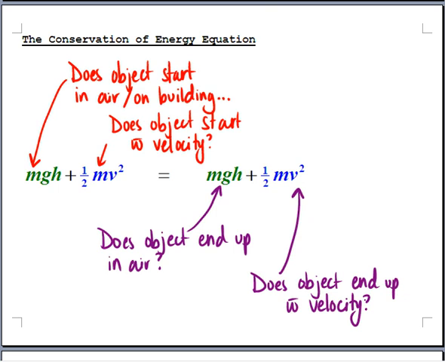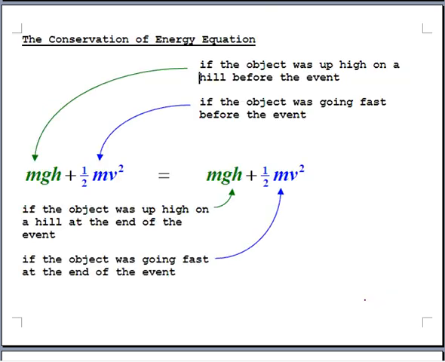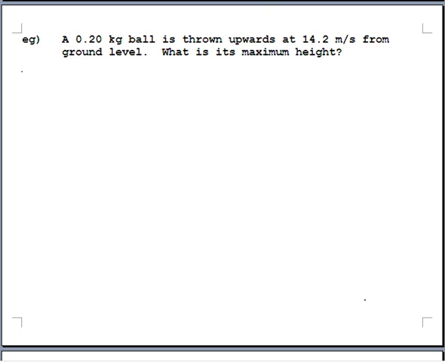So we're going to use this conservation of energy equation for this lesson. I've got a couple of examples for us to try. Let's give those a go. We'll scroll through that. Here we go. Example 1. We've got a 0.2 kilogram ball thrown upwards at 14.2 meters per second from ground level. What is its maximum height?